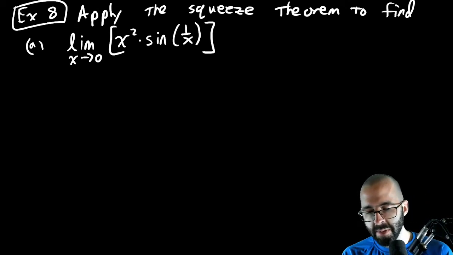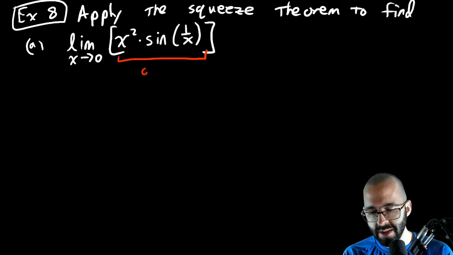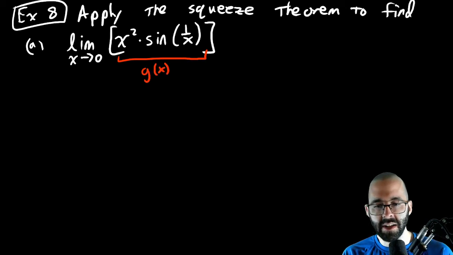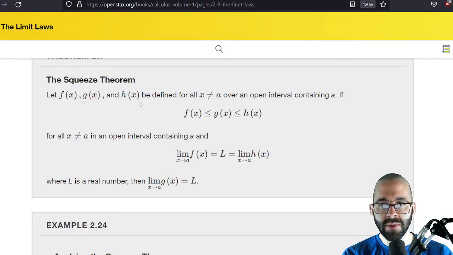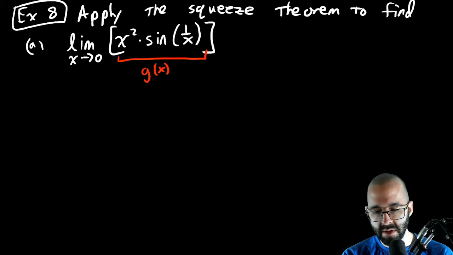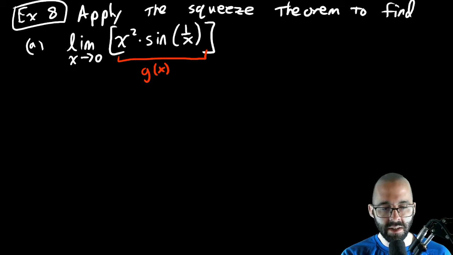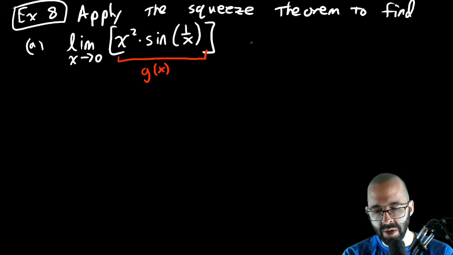So this G is the middle. G is the one that we care about. This is going to be our G of X. And now in order to use the squeeze theorem, we have to have that G be squished between two things. So how do we find an F and an H that are on either side of this? We're going to go off to the side.